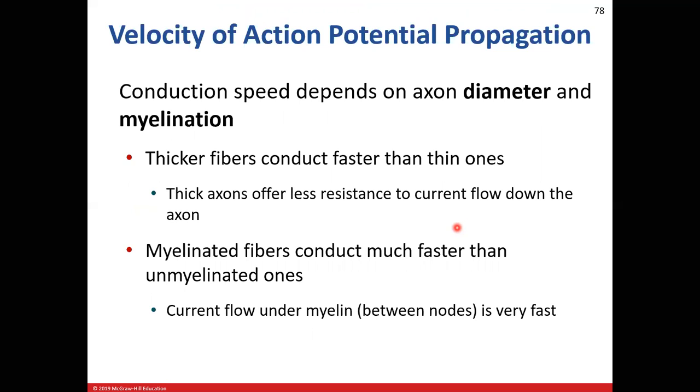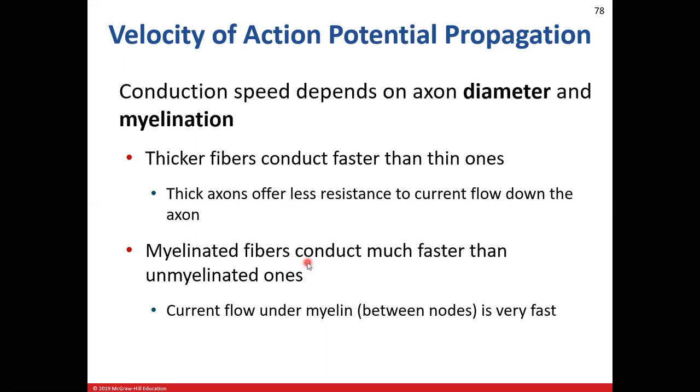When we look at conduction speeds, we have to look at the axon as well as the myelination involved. So everything up to this point was the generation of the action potential, but now we look at how fast the action potential is able to move. And so when we look at the thicker fibers, they're actually going to be able to conduct the signal, or the action potential, faster than our thin ones, mainly because the thick axons offer less resistance to current flow all the way down the axon.